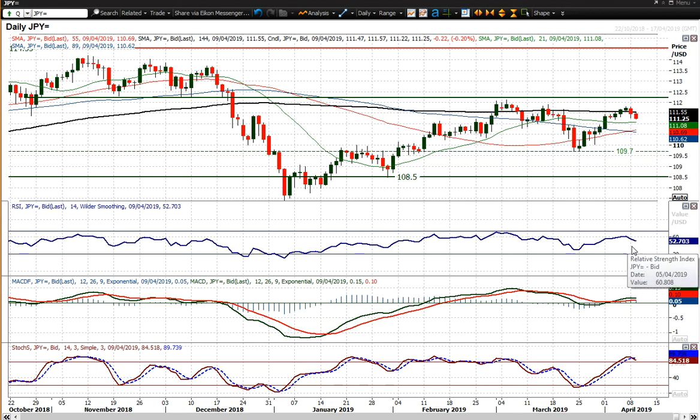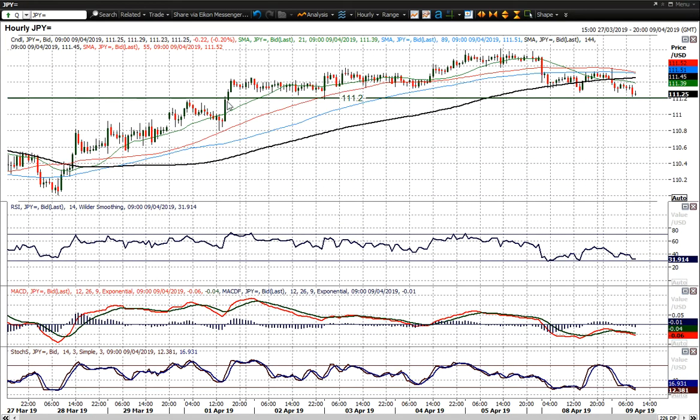RSI rolled over at 60, back down towards 50. The MACD lines are now already losing traction. Is that a bear cross on the stochastics? All indicators that would turn into a corrective move, I think, that you see on the hourly chart.